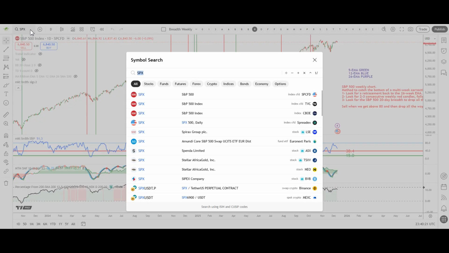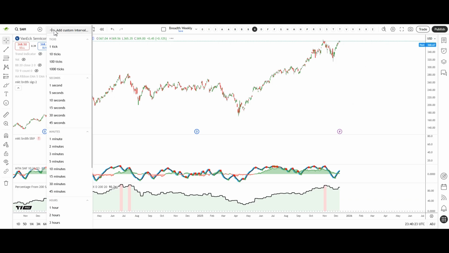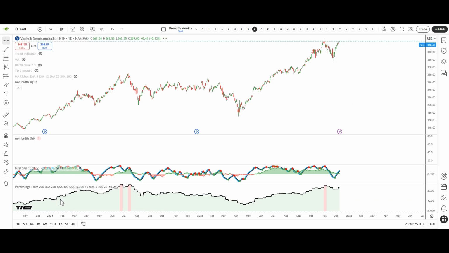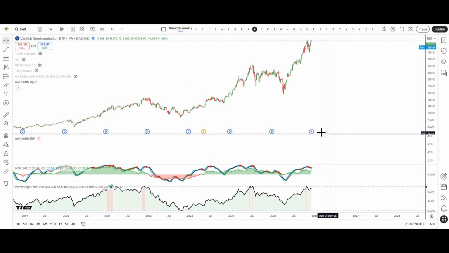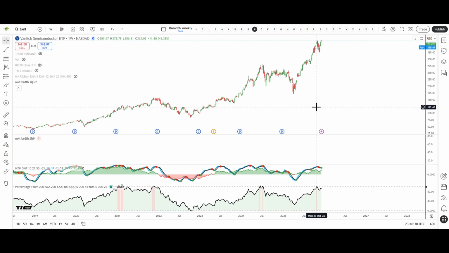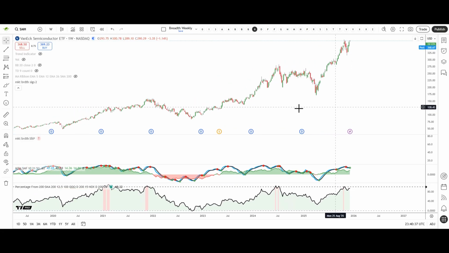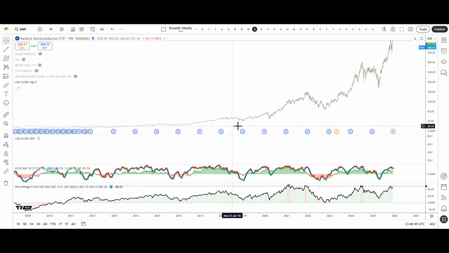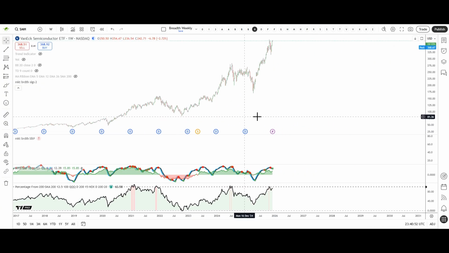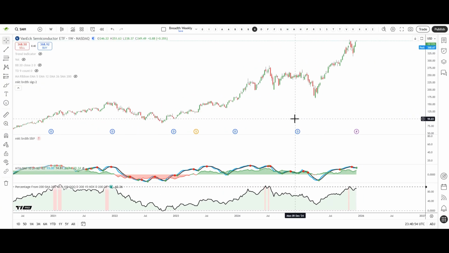If we go over to SMH and we have a look on the weekly time frame, these are when we get above 100% from the 200-day moving average. So we see we're 100.87% here. Again, typically marking market tops. So 101, 109, above those areas, always marking market tops pretty accurately. Very good indication to know what's going on.